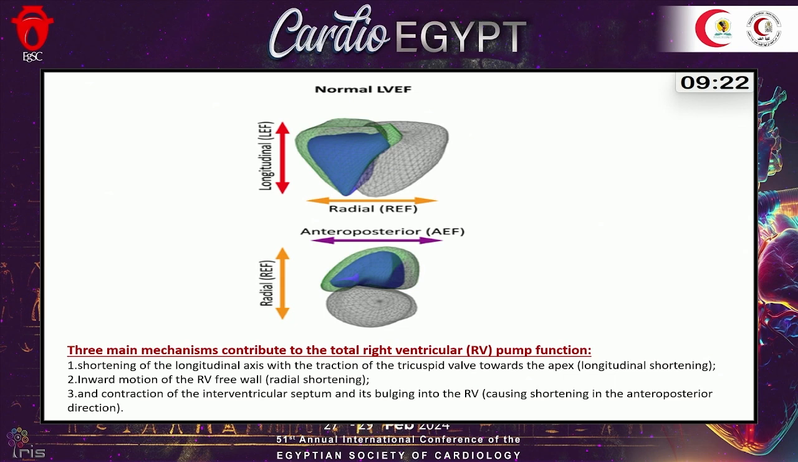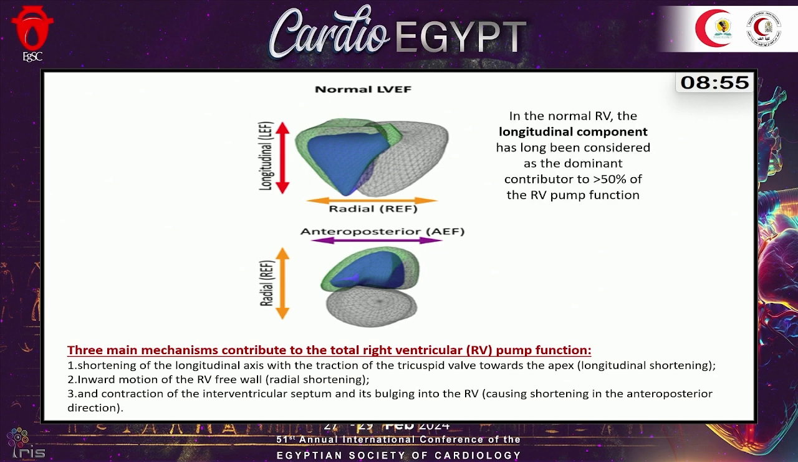First one is the longitudinal shortening of the axis due to traction of the tricuspid valve toward the apex, and this is called the longitudinal ejection fraction, and it's labeled in red. The radial shortening, which is inward motion of the RV free wall, and finally the anteroposterior shortening, which is the contraction of the interventricular septum and its bulging into the RV.